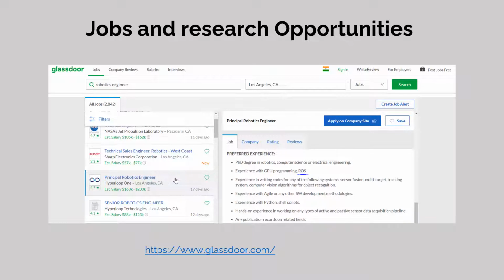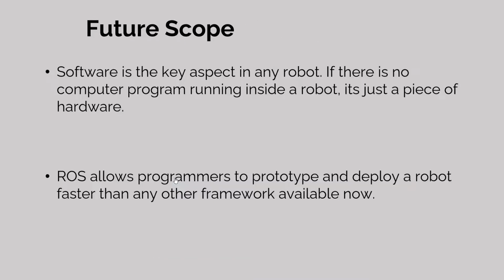And you can check the opportunities on Glassdoor or Indeed. I think on these websites you can just search for robotic software engineer or ROS developer, something like that. You will get a lot of opportunities.